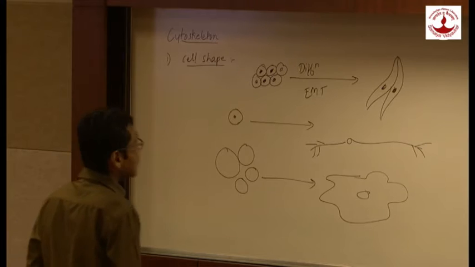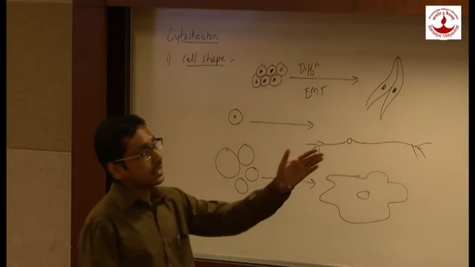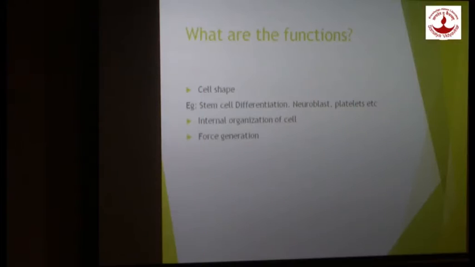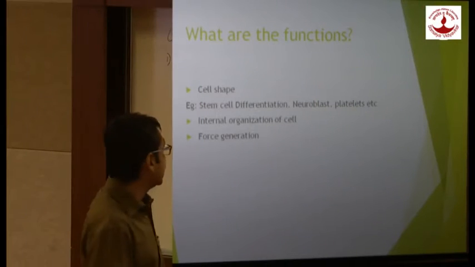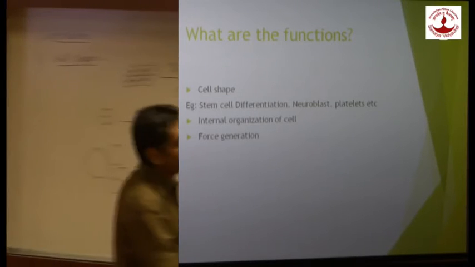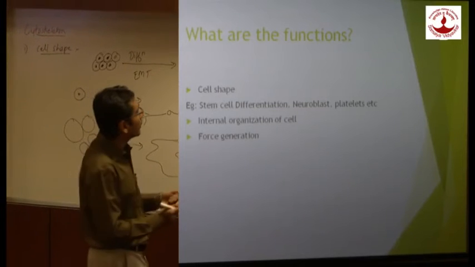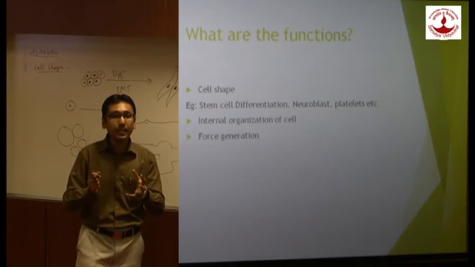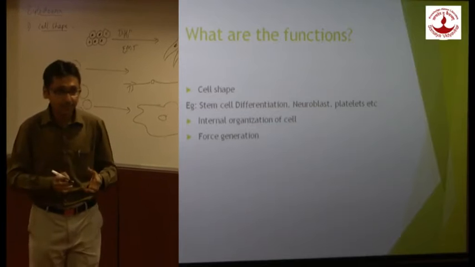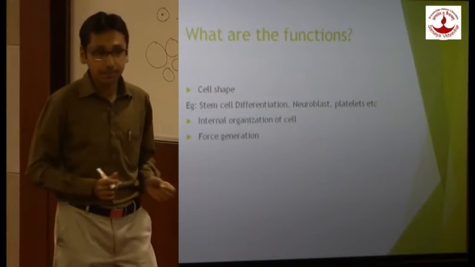The next function of the cytoskeleton is in internal organization of the cell. What is this internal organization of the cell? A cell is not just full of a mixture of proteins and enzymes and organelles. It has specific microenvironments within the cell. So there are different regions within the cell which have different biochemical makeup.